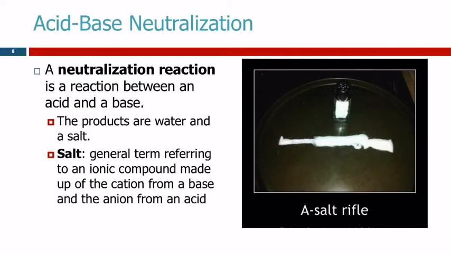Salt, to chemists, is basically an ionic compound. It's an ionic compound made up of the cation from a base and the anion from an acid. So you'll often hear people refer to any ionic compound as a salt, but technically there are some ionic compounds that are not salts. But in a neutralization reaction, what we end up with is a salt, not necessarily sodium chloride, but some ionic compound, and water.